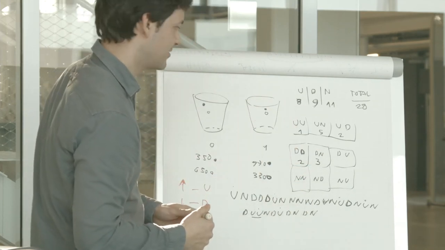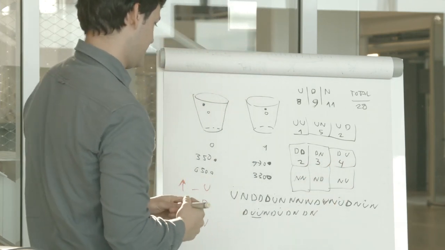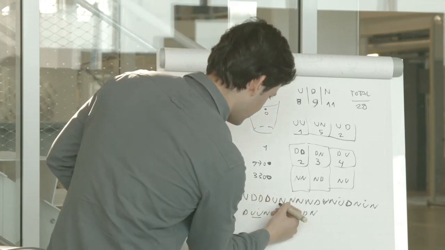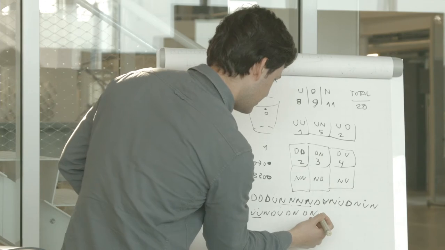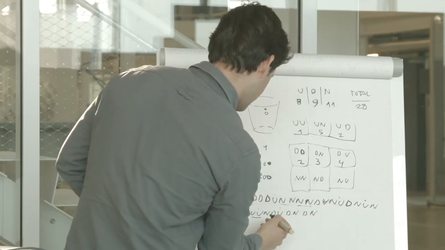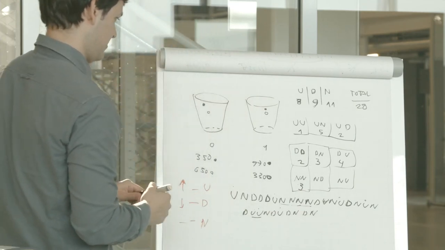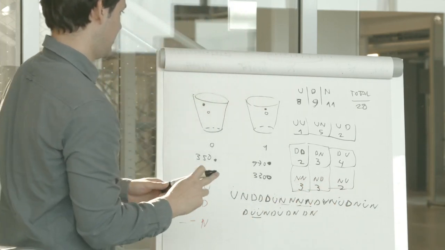Four. DU are four. NN? One, two, three. One, two, three. Three. And D? Three. And U? Two. Good. Okay.